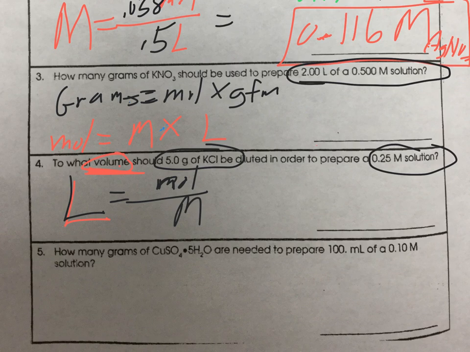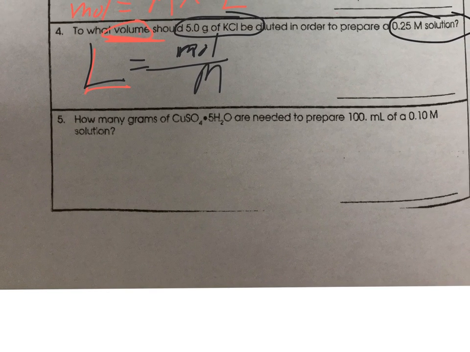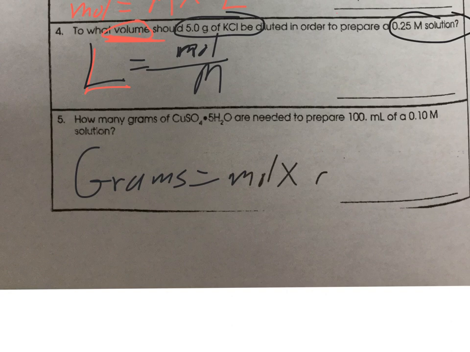Okay, what about number 5? Grams. Yep, you're looking for grams. And what's your formula for grams again? It's moles times the GFM. Moles times your molar mass. So here, we need to find the actual moles first. We need to change milliliters to what?